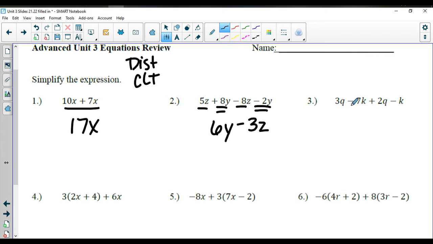The next one I have k's and q's, so alphabetical order would come first k. Negative 7 and a negative 1 is negative 8k. I have 3q and 2q, so that's going to be a positive 5q.